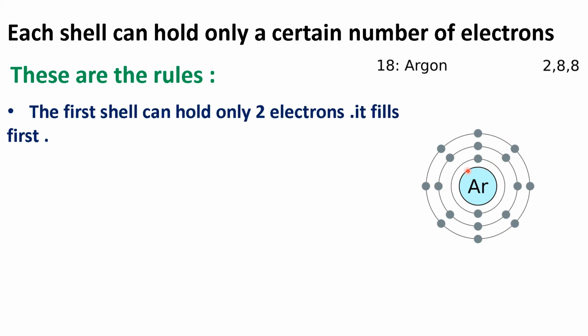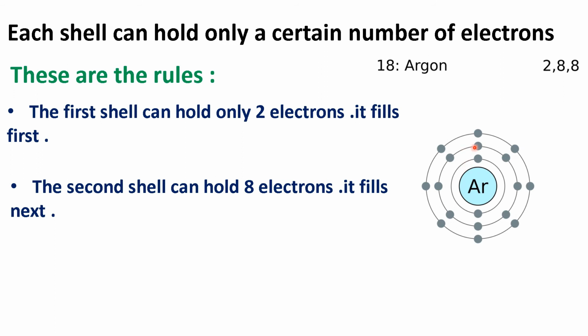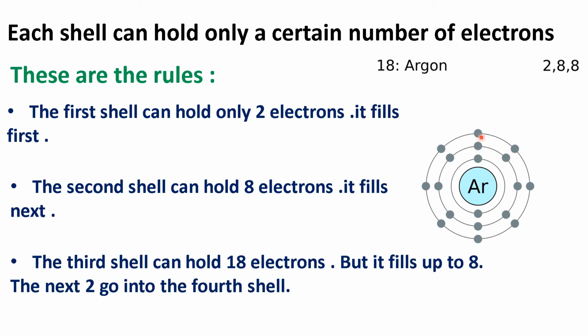The first shell can hold only 2 electrons. It fills first. The second shell can hold 8 electrons. It fills next. The third shell can hold 18 electrons, but it fills up to 8. The next 2 go into the fourth shell.